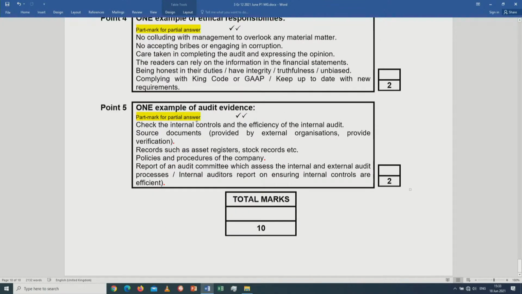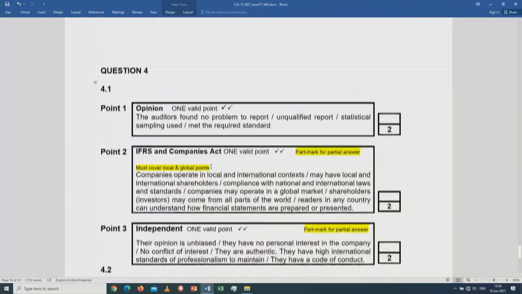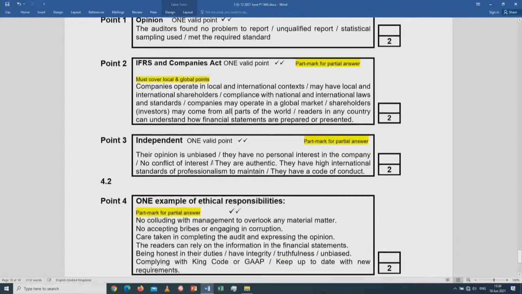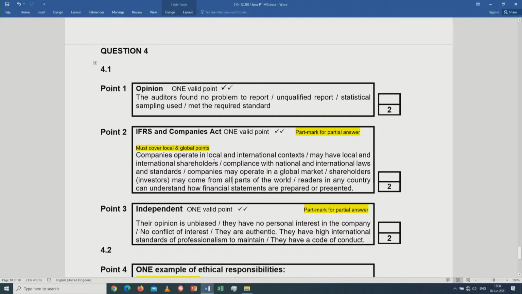1 example of audit evidence: check the internal control and the efficiency of the audit, internal audit. Source documents provided by external organizations, verification records such as asset register, stock records, etc., policies and procedures of the company, report of the audit committee, and so on, to get 2 marks. So remember, this must also be marked, and partial answers can be awarded, and a learner can also get 1 out of 2 if you think there are some of the answers that are correct or partially correct. So colleagues, we are expecting our learners also to do good in question 4. So we need to make sure that when we mark and do our error analysis, we identify the mistakes done by the learners, so that when we do our analysis and we prepare for the trial examination, we need to make sure that audit report and corporate governance questions will not give us a problem in future.